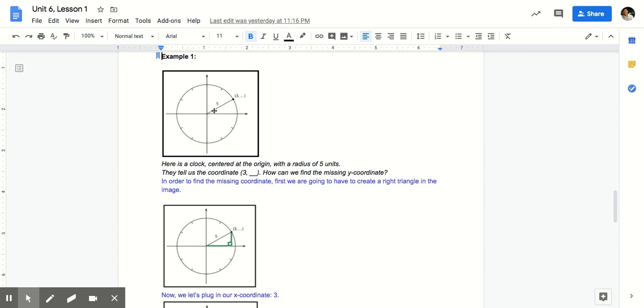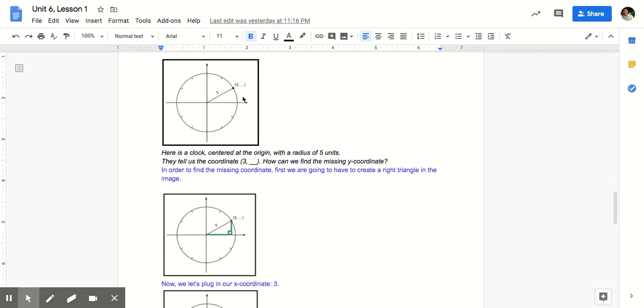So they do give you the radius in this problem, but they are missing one of the coordinates of that point. Okay, so they're missing the y coordinate here, and you can tell because it's x comma y. So they tell you that the x is 3, but they don't tell you what the y coordinate will be there. So here's a circle centered at the origin with a radius of 5 units. They tell us the coordinate 3 comma blank. How can we find the missing y coordinate?